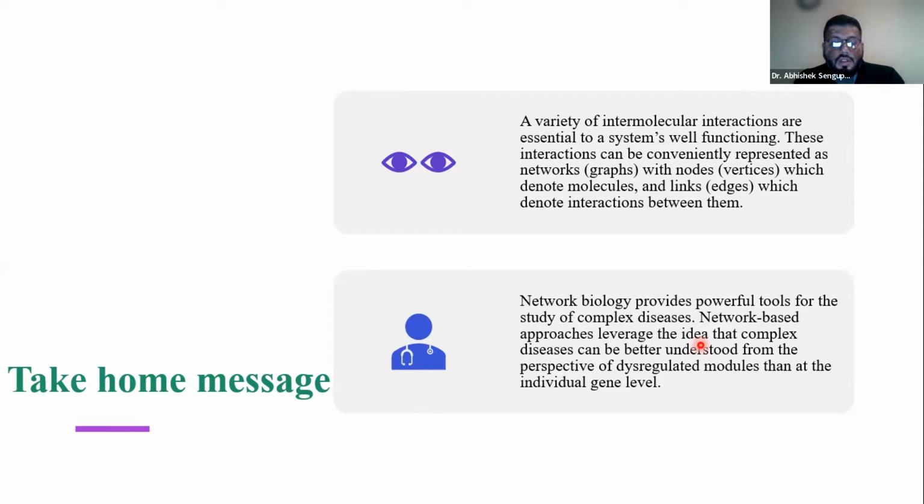are often built on the knowledge of physical or functional interactions between molecules, which are usually represented as an interaction network. A variety of intermolecular interactions, including protein-protein interactions, protein-DNA interactions, and RNA interactions, are essential to these cooperative activities. These interactions can be conveniently represented as networks, that is graphs with nodes, which denote molecules or components, and links, which denote the interactions between them.